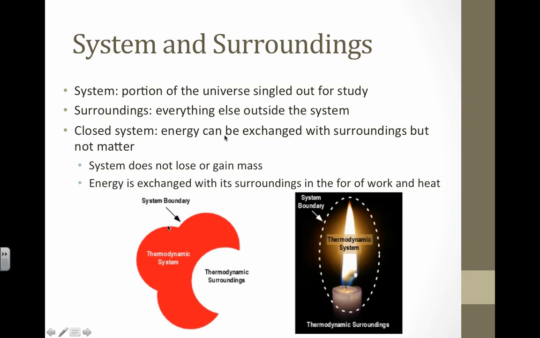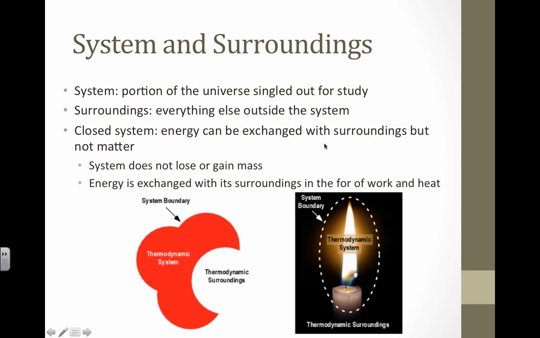The other thing to be aware of with respect to energy is defining what your system and surroundings are. When we define the system and the surroundings, it helps us understand the flow of energy relative to how we're setting the boundaries. The system basically is what we're studying. The surroundings is everything outside of the system.